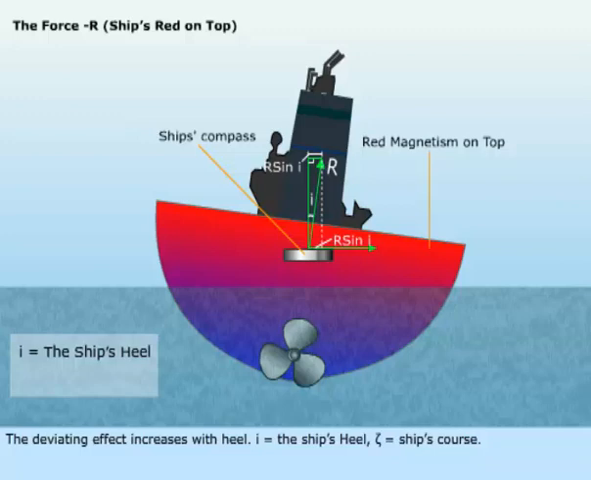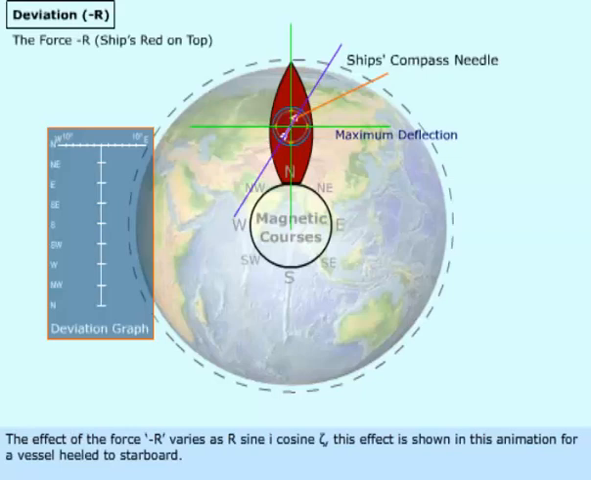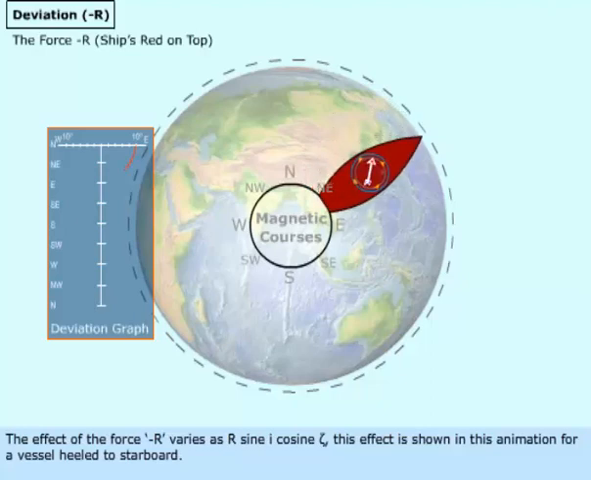I equals the ship's heel. Zeta equals the ship's course. Deviation, negative R. The effect of the force negative R varies as R sine I cosine zeta. This effect is shown in this animation for a vessel heeled to starboard.